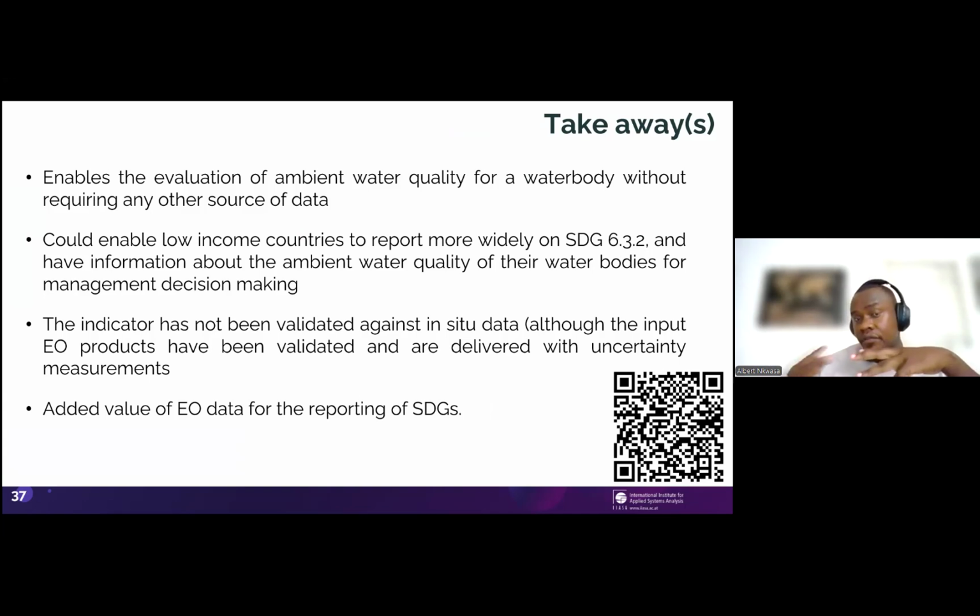So some takeaways from this are that remote sensing enables the evaluation of ambient water quality for a water body without requiring any other source of data, which could enable low-income countries to report more widely on SDG 6.3.2 and have information about the ambient water quality of their water bodies for management decisions. But the challenge is, of course, that we did not evaluate the indicator against any in-situ data, although the input Earth observation products have been validated and delivered with some uncertainty measurements. But overall, this really shows the added value of Earth observation data for reporting on the SDGs.